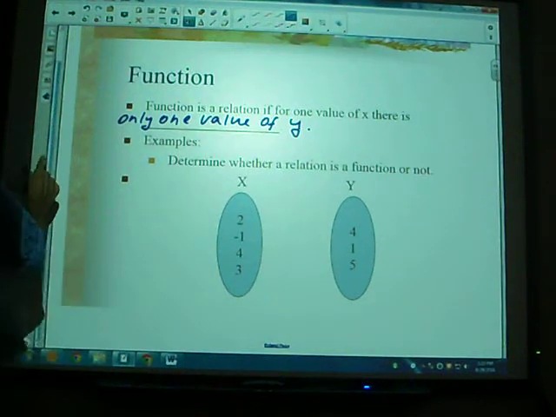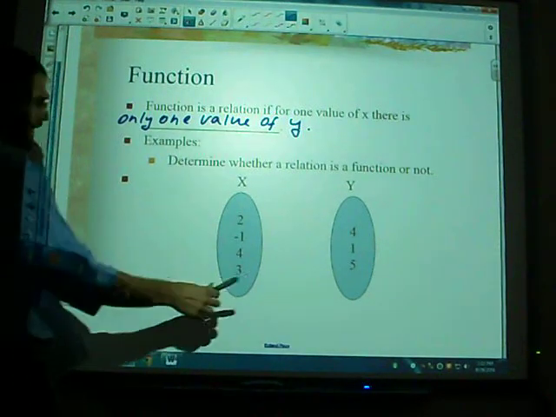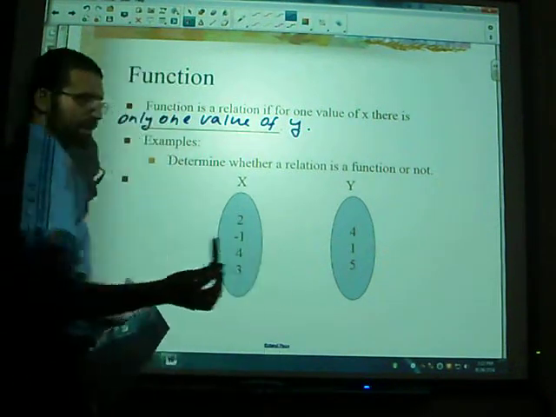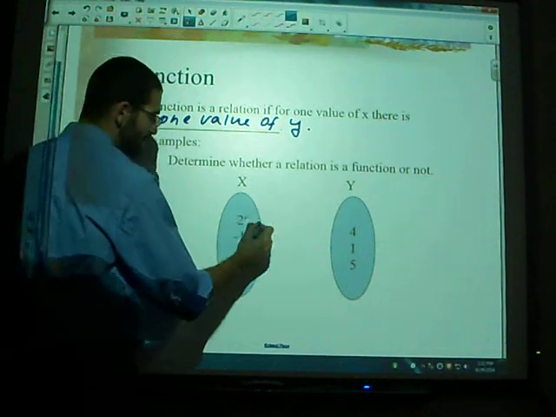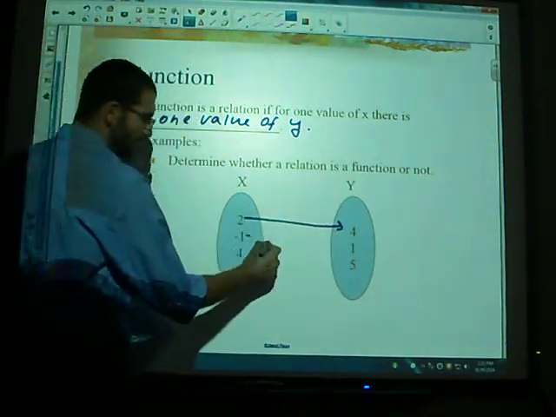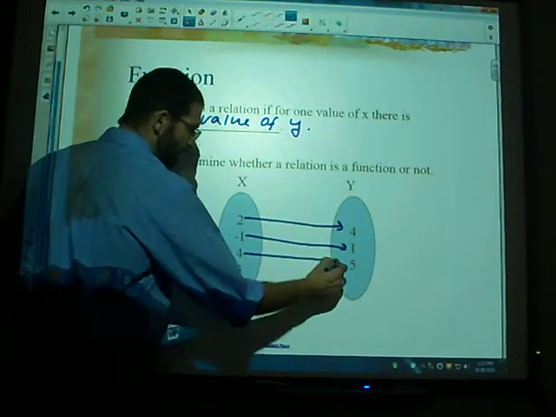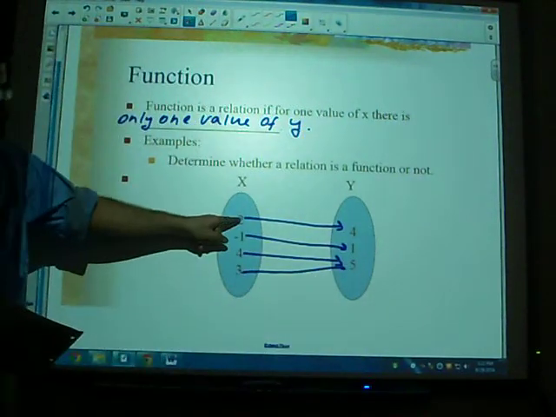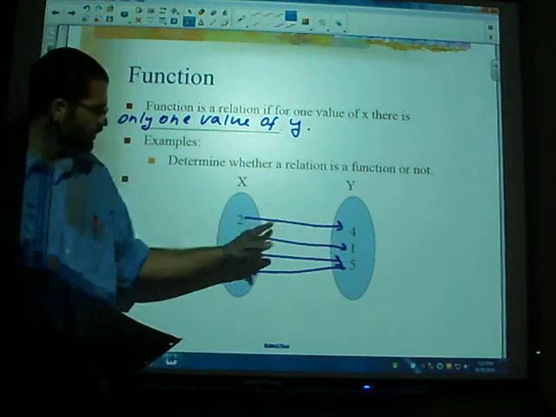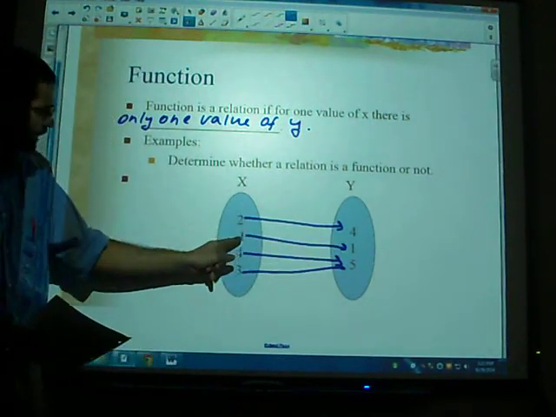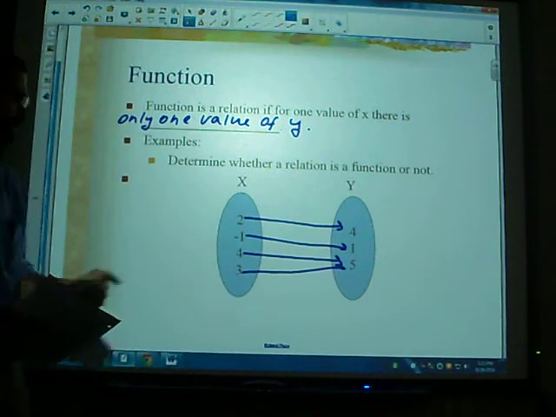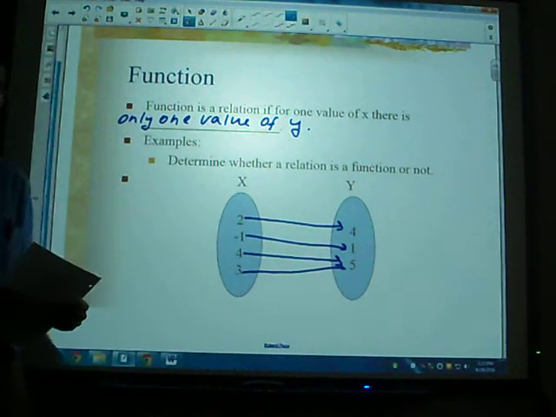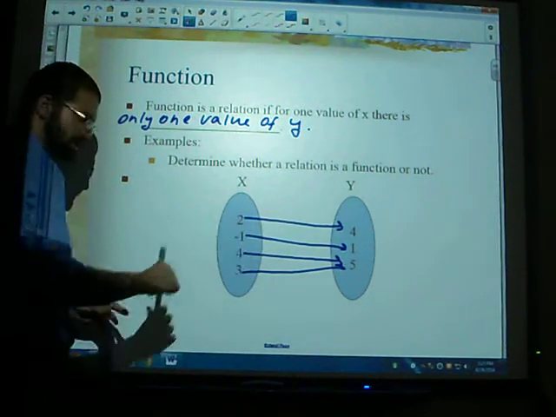For example, if we have this setup and we connect 2 and 4, negative 1 and 1, 4 and 5, and 3 and let's say 5. This is a function because one x is connected only to one y. There is no more than one line coming out of each one of these numbers. So this is a function.